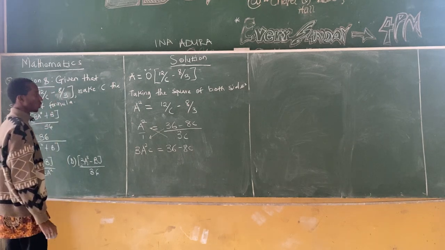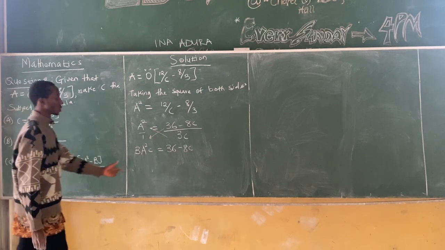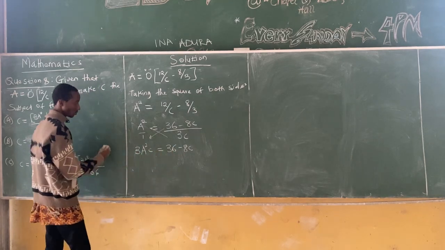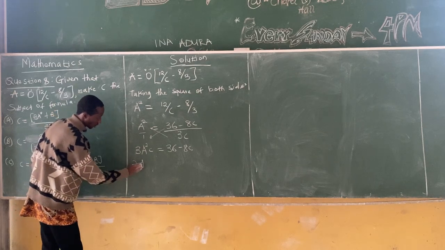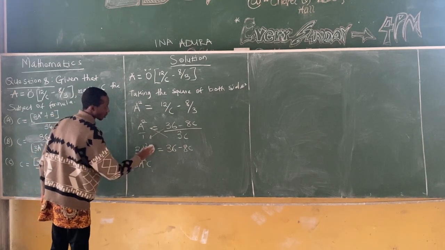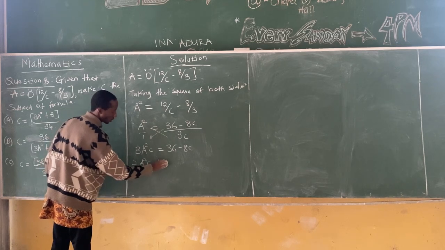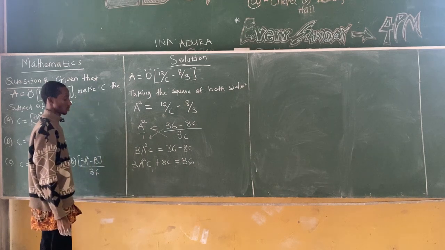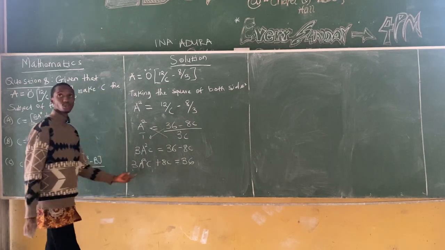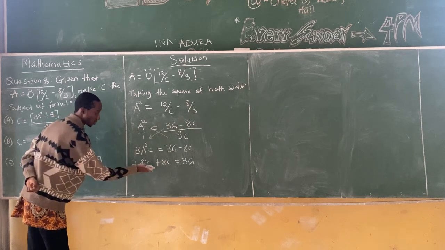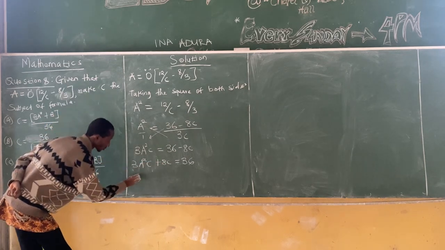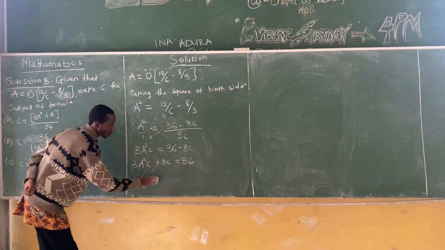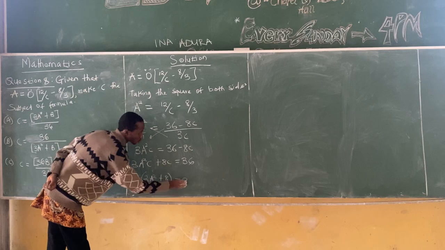We collect like terms here. The ones with C come to a particular side of the equation. We have 3A squared C. If this comes to this place, it gives us plus 8C equal to 36. If we factorize, there's something common here, right? Which is C. We have C here, we have C here, so we'll pick one. We have C times 3A squared plus 8 equal to 36.